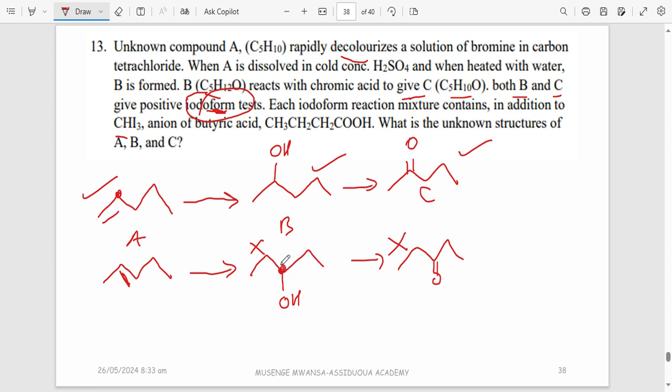So if you look at where the OH is attached, look at the groups attached. This is an ethyl. Even this one is an ethyl. So there's no methyl there, and that's why it is disqualified. It is the same at this point. They are ethyls and not methyls. Good.